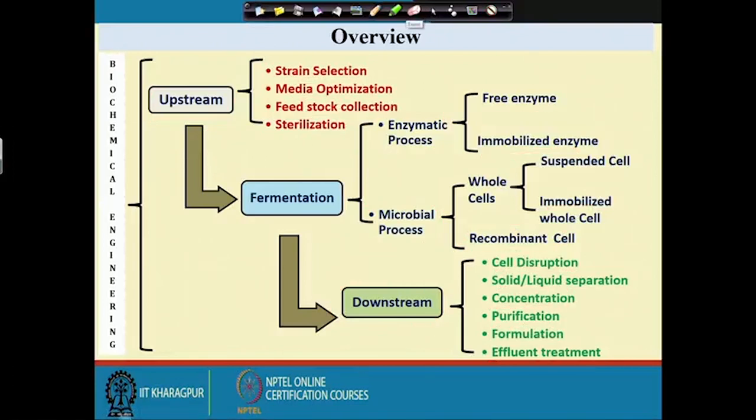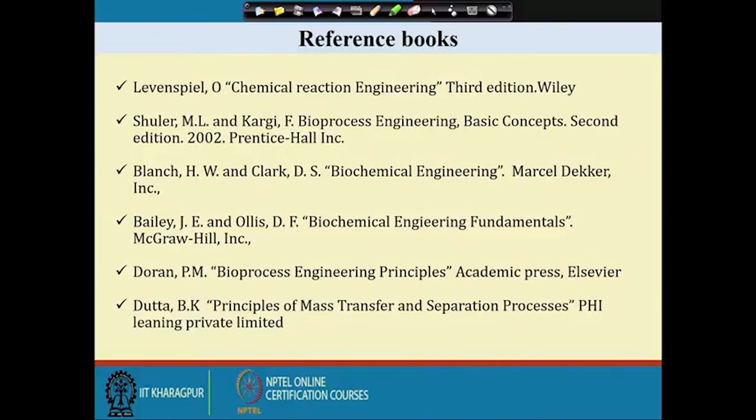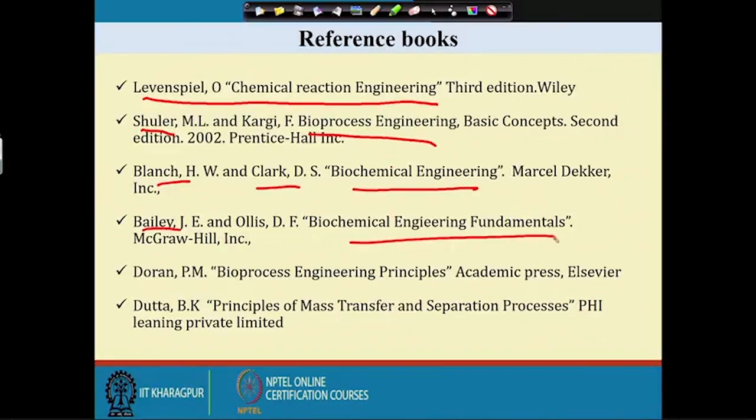So, this course will give you the total idea of how a biochemical process can be analyzed, designed and operated. So, hopefully this course will be very useful to all of you, and different book references I have given here. These books you can consider, particularly Levenspiel, Chemical Reaction Engineering. I shall discuss chemical reaction kinetics and reactor design, all these things will be available here. Then Shuler and Kargi, Bioprocess Engineering, this is also very important. Then Bunch and Clark, Biochemical Engineering. Bailey and Ollis, Biochemical Engineering Fundamentals. Doran, Bioprocess Engineering Principles. And Geankoplis, Principles of Mass Transfer and Separation Processes. This will be used for understanding the transport phenomena. Thank you very much.